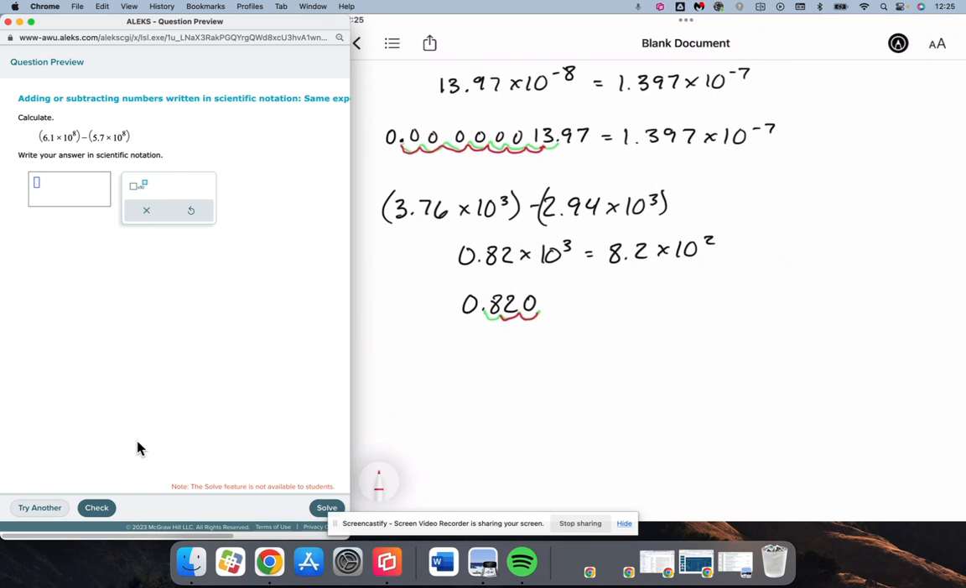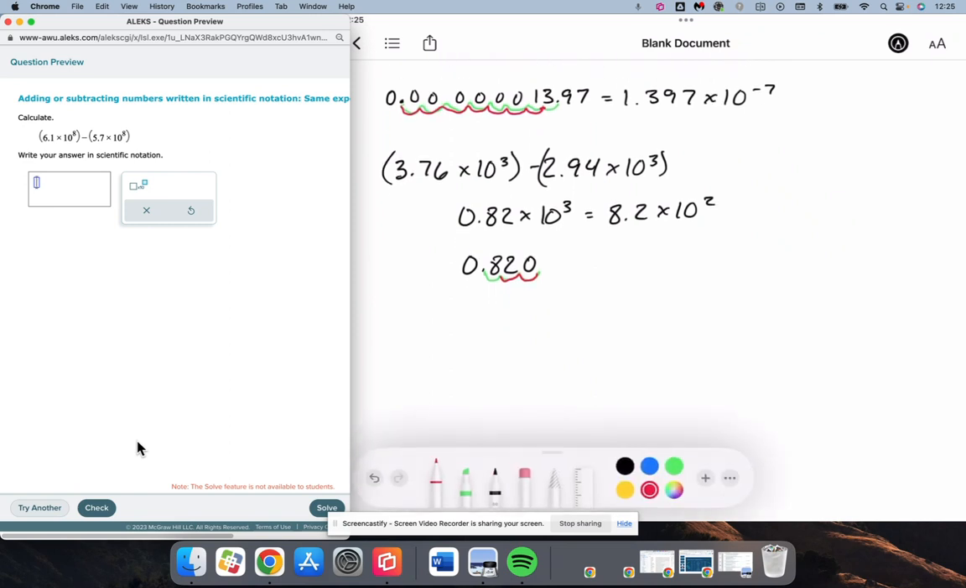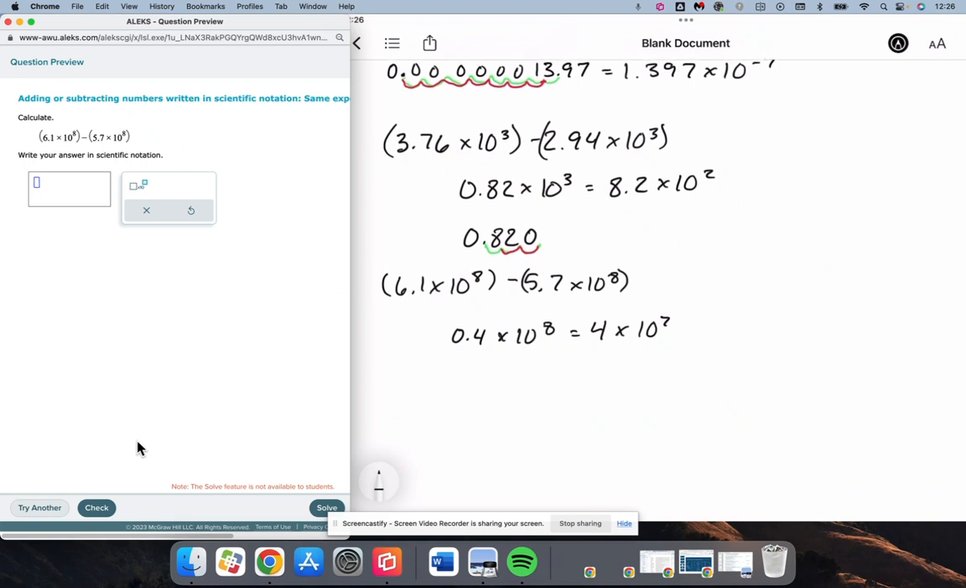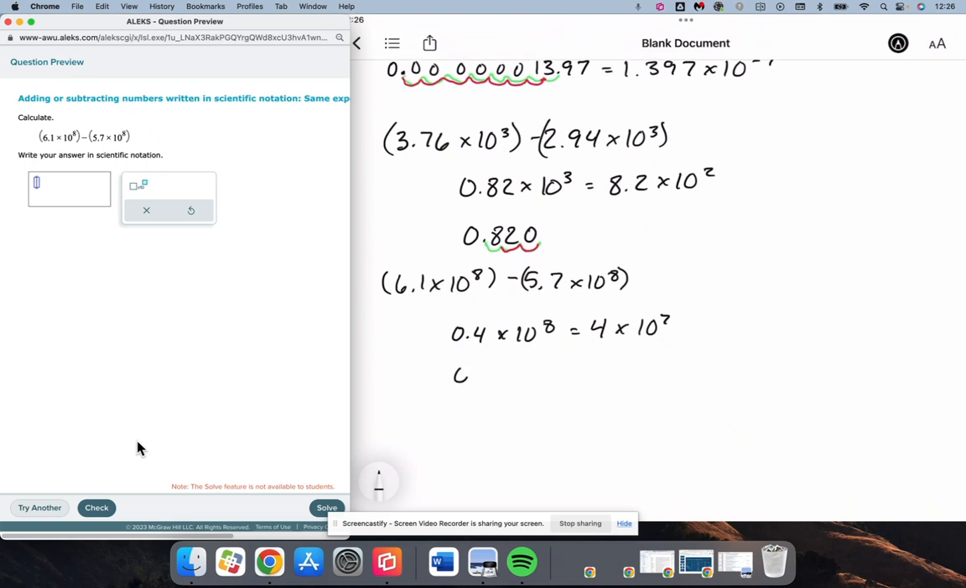Okay, and 6.1 times 10 to the power of 8 minus 5.7 times 10 to the power of 8. And that's going to give us 0.4 times 10 to the power of 8. Written correctly in scientific notation, that's going to be 4 times, I think, 10 to the 7th. But I'm going to have to write it in standard form and then put it back in scientific notation just to make sure I did that right.